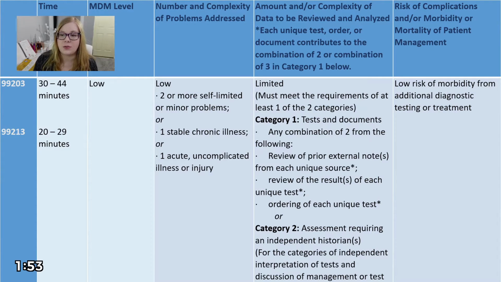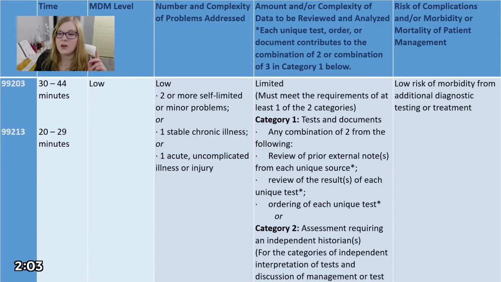Next, we have our level 3 visit. Level 3 new is 30 to 44 minutes. Level 3 established is 20 to 29 minutes. Now the level of medical decision making is low, and again 2 out of the 3, so 2 out of these 3 following columns. First column would be the low number and complexity of problems addressed, which could be 2 or more of those self-limited or minor problems, or 1 stable chronic illness, or 1 acute uncomplicated illness or injury. The amount of data we would have would be limited.